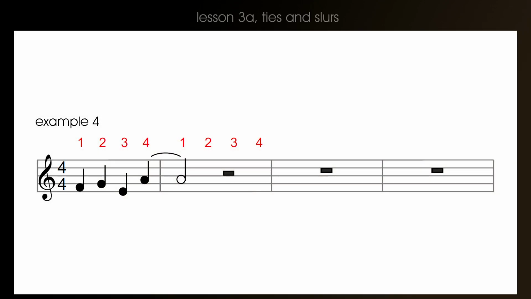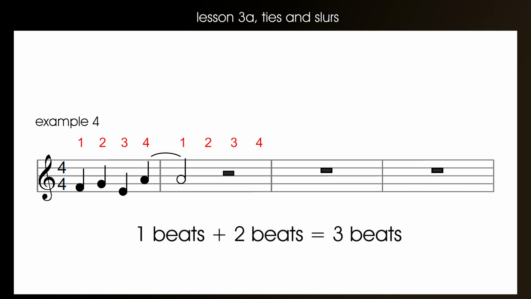Example 4. And in this example, you can see you're joining a crotchet to a minim, which means you hold this note for 3 beats. That's 1 beat for the crotchet and 2 beats for the minim. So you don't hold it for any more than that, 3 beats, and then kill it.